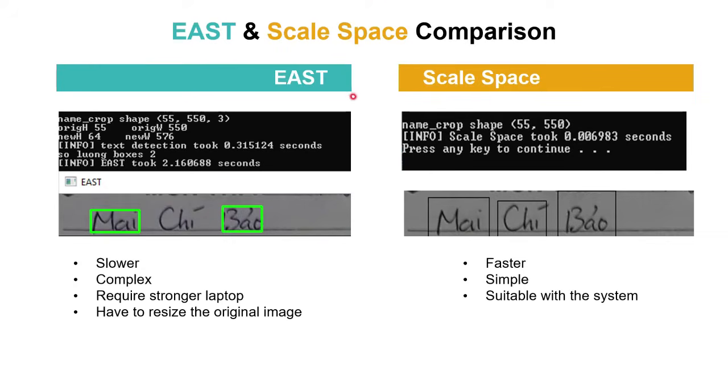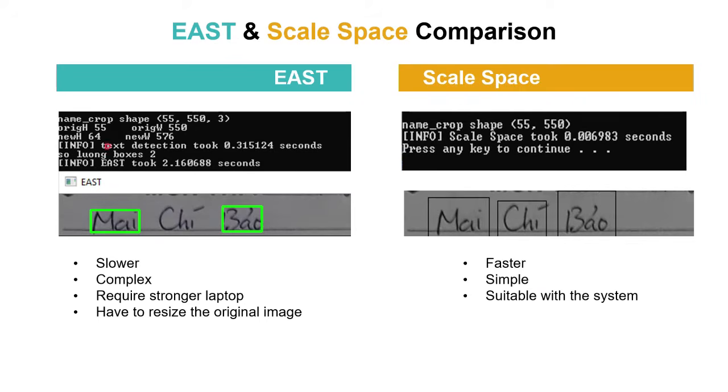So for text detection, I compare EAST and scale space. At first glance, the result of EAST is wrong. EAST can just extract 2 out of 3 words, but scale space is right. EAST is a deep learning technique, so it's slower, complex, and requires a stronger laptop. My laptop is not able to run EAST in real time, but scale space is more suitable with the system and with my laptop.